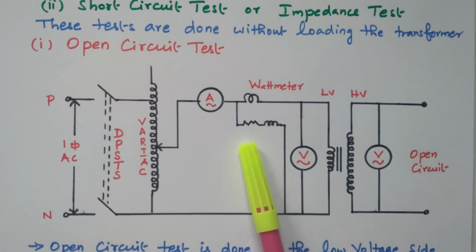From this iron loss we can find the no load parameters, that is the core loss resistance R naught and reactance X naught. Now we will see the description one by one so that you are able to understand.